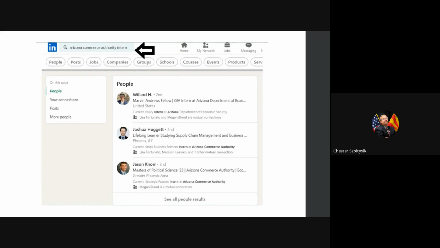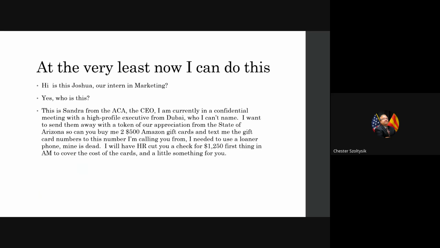And guess what they're giving me? They're giving me their cell phone numbers. They're giving me their email addresses. They're giving me ways to contact them. So at the very least, I could pull off this scam just by visiting LinkedIn.